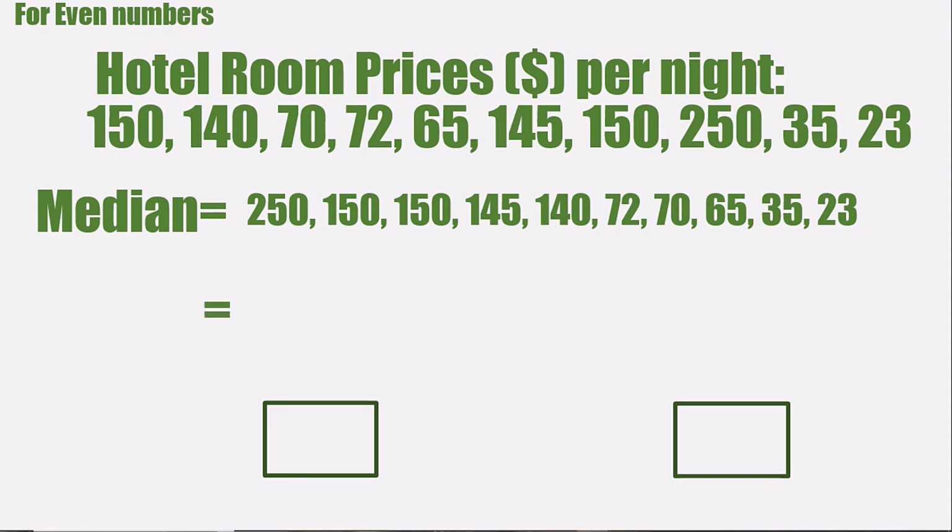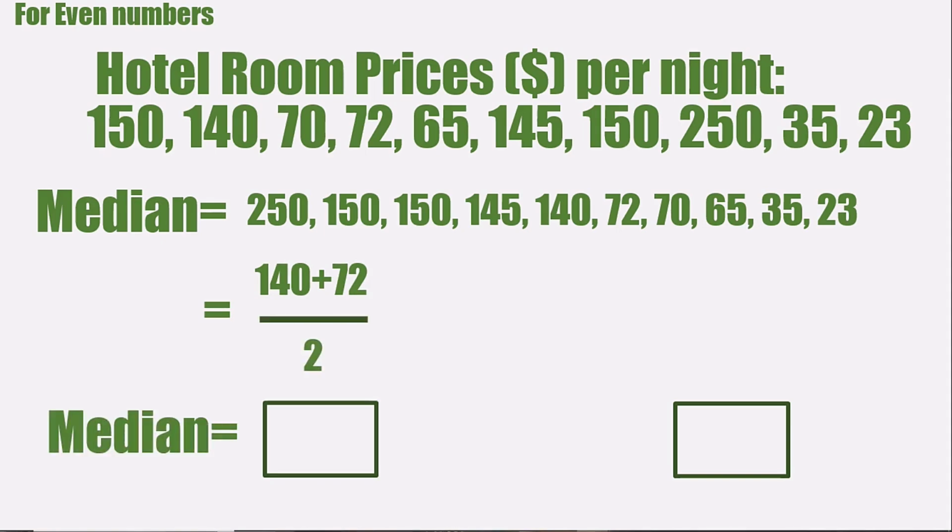Now for the case of an even number, there's no one value at the center of the dataset. For our case here, there are two values, 140 and 72. So those two values are the values in our center. For you to get the median, you get the mean of those two values. We sum up those two values, then you divide by 2. And when you do that, you get the median of 106. So that's the median of that dataset.